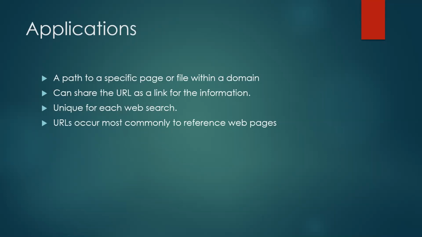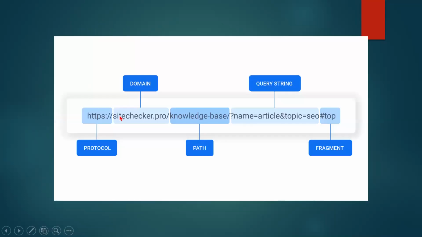You look here, this is one example of a URL labeled with different components. If you look here, this is the protocol, hypertext transfer protocol used. This part of the URL is the domain. This is the path, query string, and fragment. These are all the different components of a URL.